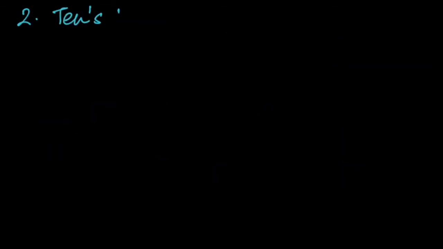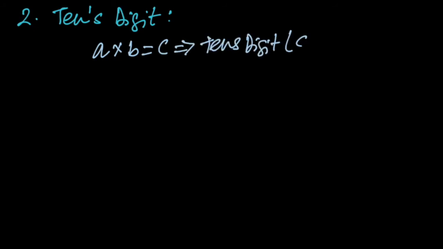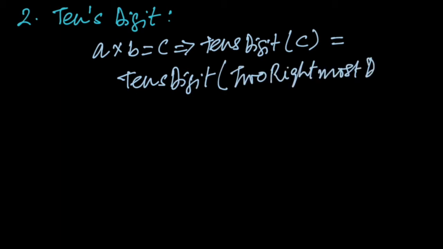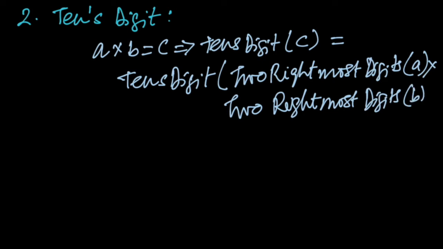Now let's move to the second technique, which is tens digit. Here again, if we take the same example, A times B equals C, then the tens digit of C can be found out from the two rightmost digits of A and the two rightmost digits of B. If you multiply them together and you take the tens digit of that, it will be the same as the tens digit of C. So again, let's take the same example.